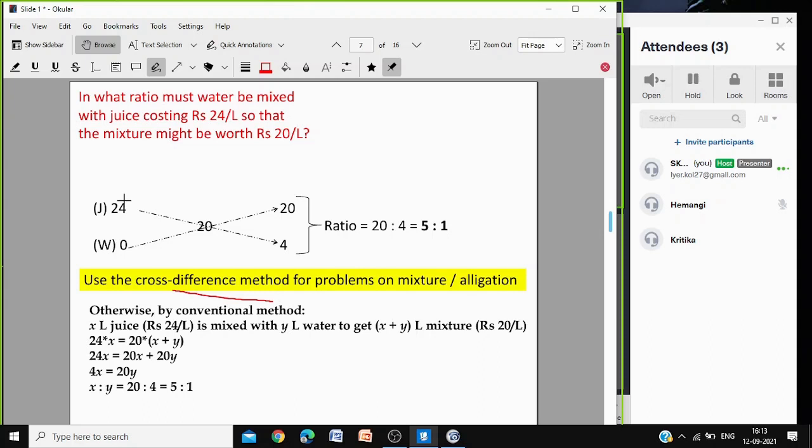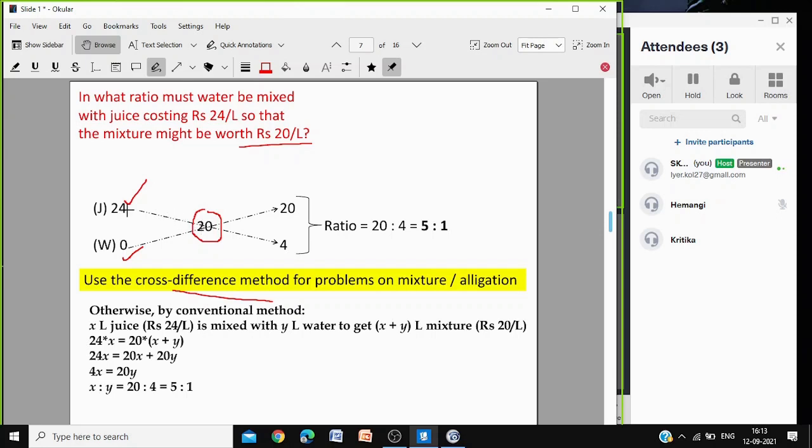So you are mixing juice worth 24 rupees per liter with water which is 0 per liter. Apparently water we take as 0 per liter and juice as 24 rupees per liter. So there is a higher value 24 and a lower value 0, juice and water. After mixing them, you need the middle value to be 20 per liter. The mixture should be worth 20 per liter. So higher value 24, lower value 0 and the mean value 20.